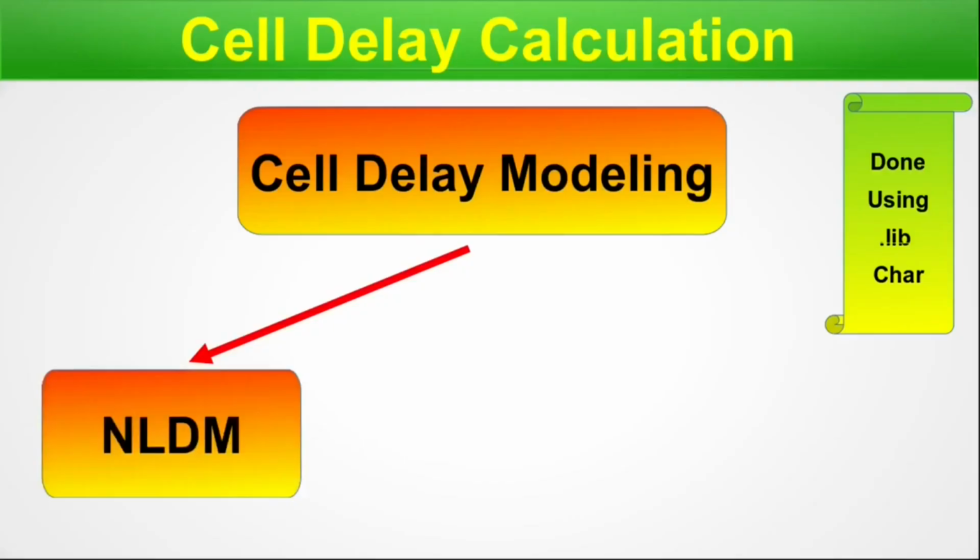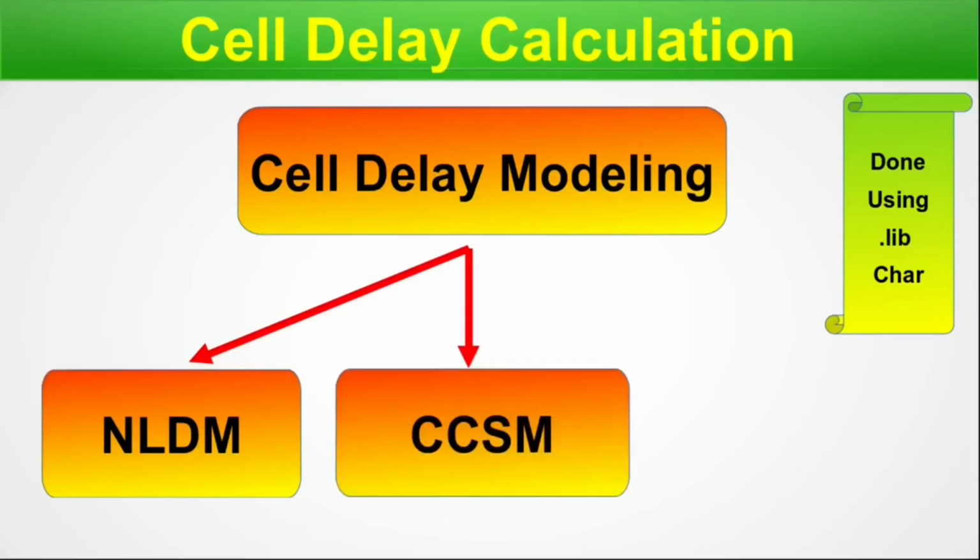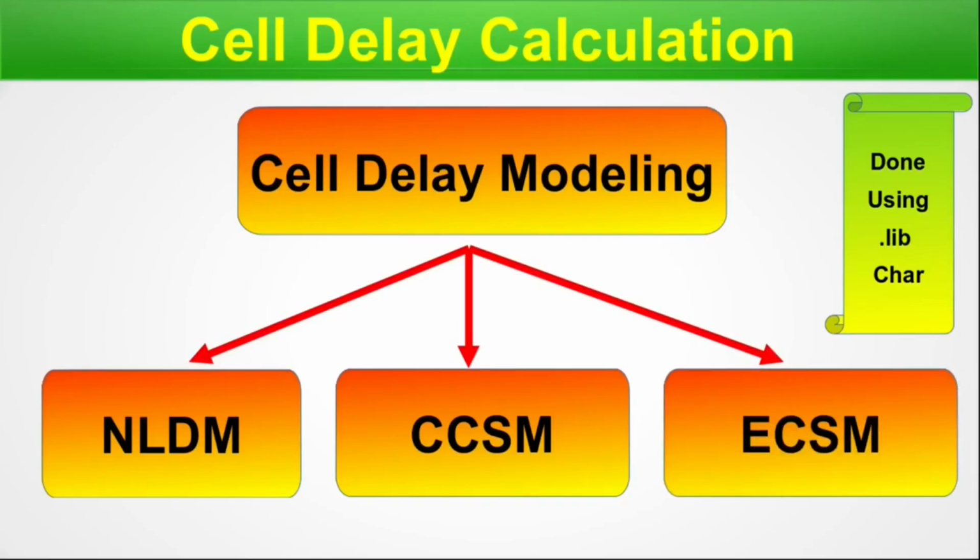NLDM. NLDM means nonlinear delay model. Here we use lookup table and interpolation method to find out the required delay. The next one is CCSM. CCSM means composite current source model. Here we use driver and receiver model to define the delays. The next one is ECSM, which means the effective current source model. This is the first and only open standard current source model which is well accepted in the industry. So we are done with this particular slide.